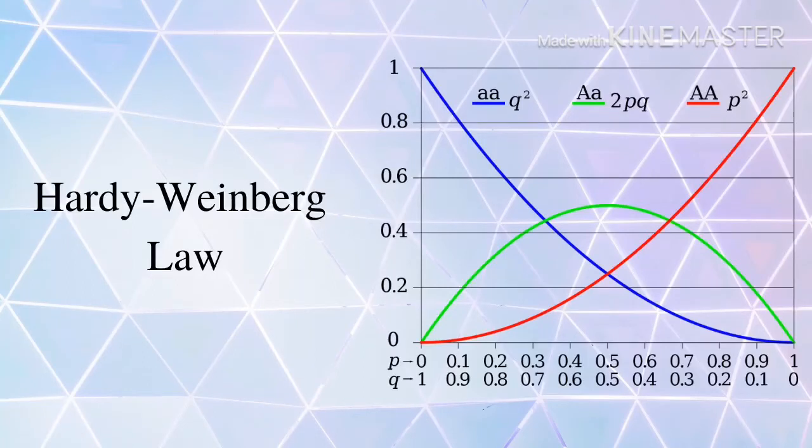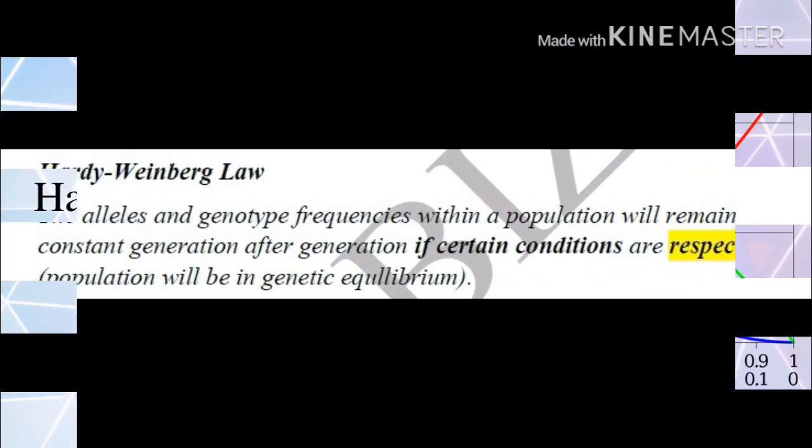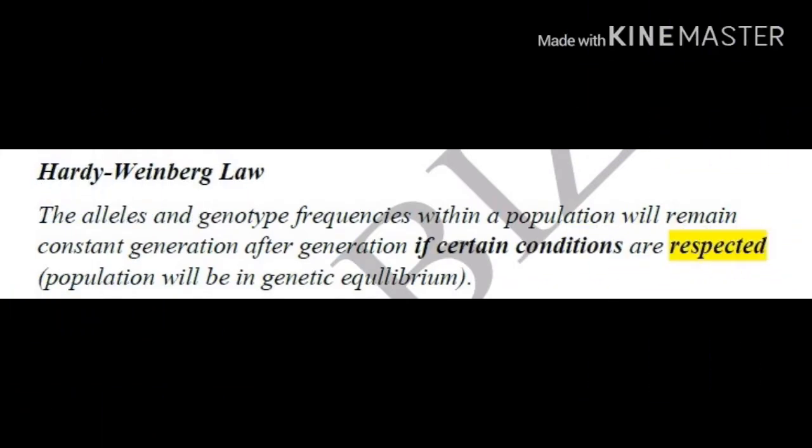During this lecture, we'll be talking about the Hardy-Weinberg Law. First of all, let's understand what the Hardy-Weinberg Law allows us to calculate, and then we'll dive into a small example. The law says that the allele and genotype frequencies within a population will remain constant after a generation or many generations if certain conditions are respected.